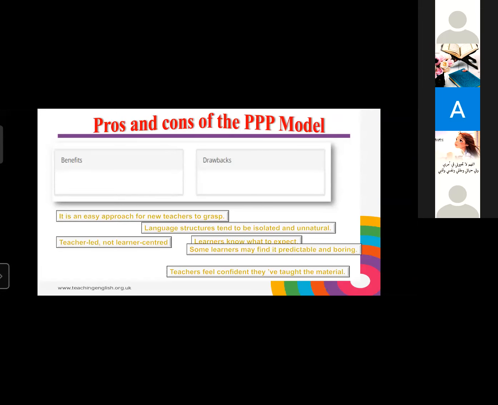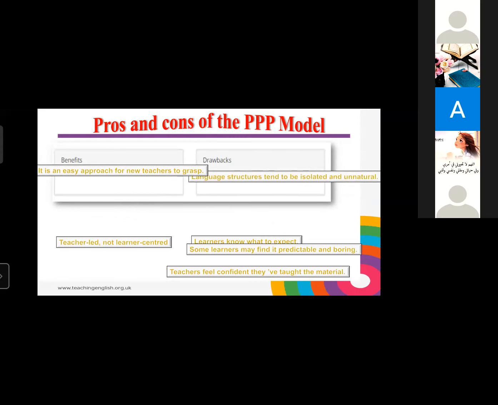So here, pros and cons of the PPP. Let's see the benefits. Okay, let's mention the benefits. The benefits here, it's an easy approach for new teachers to grasp. All of us as teachers plan our lessons like this: presentation, practice, and production. So it's an easy approach, okay?